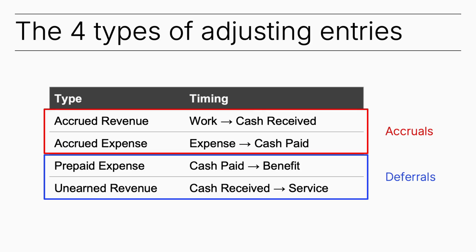These 4 types cover most of the adjusting entries you'll see at this level. But there are a few other adjusting entries that don't follow this timing pattern. We'll look at those in a later video. Now, it's your turn. Look at each situation and decide which type it belongs to. Don't think about the accounting rules yet. Just focus on timing. Did the work happen first, or did the money come first?